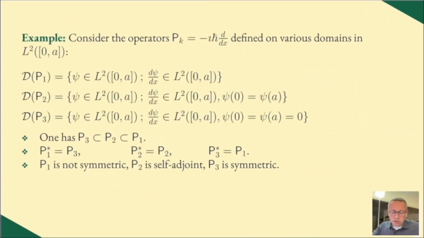I want to end the lecture with an example, the example of the momentum operator defined on the Hilbert space L2 of (0, a). We will consider this operator on three domains. So in fact, we consider three different operators, P1, P2, and P3. So the only difference between the domains is the boundary condition we impose at the endpoints of the interval. And the derivative which appears here is always the weak derivative.